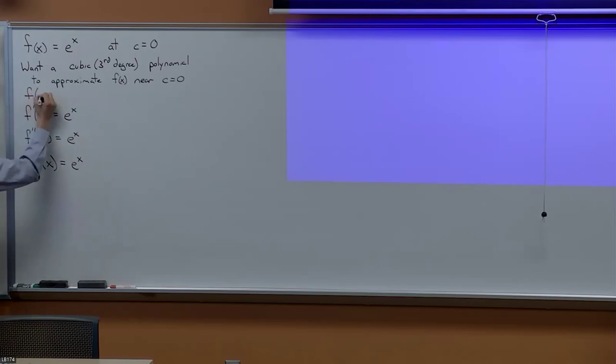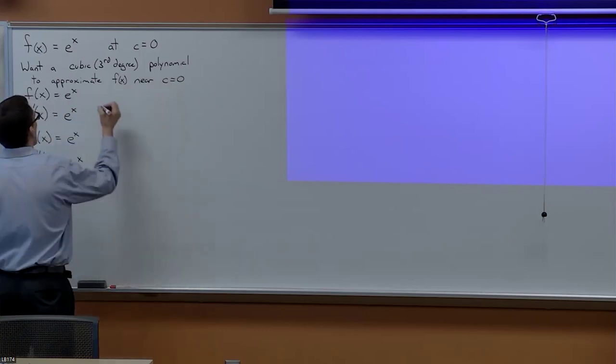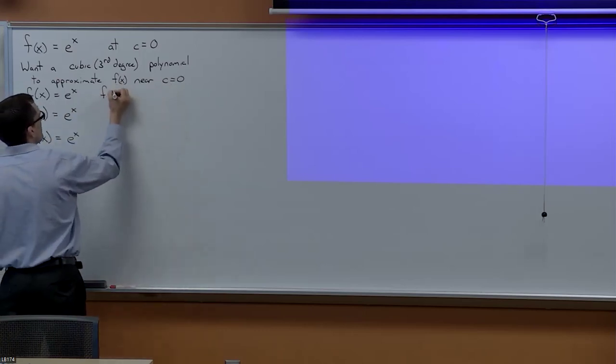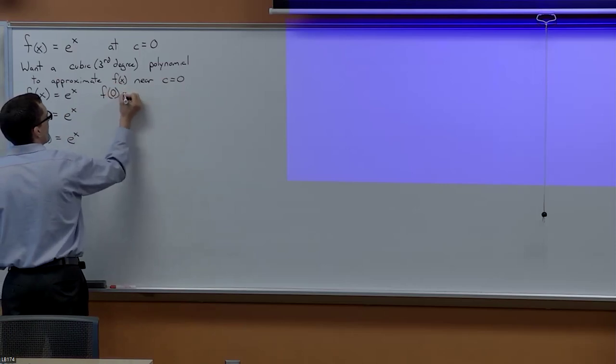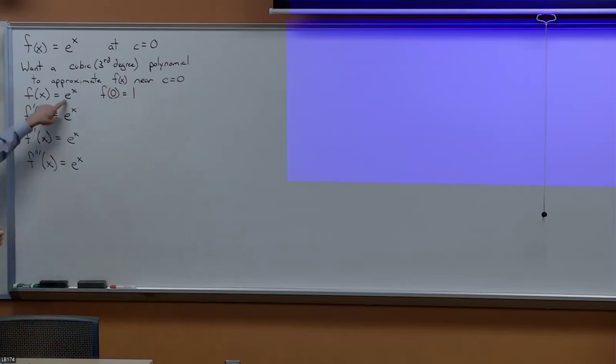So actually, let me put this here too. I'm just going to do that. So here are my derivatives. And what I need is a polynomial to match those derivatives when I'm near zero. So what I want to figure out is that when you plug in zero, e to the zero is a 1.